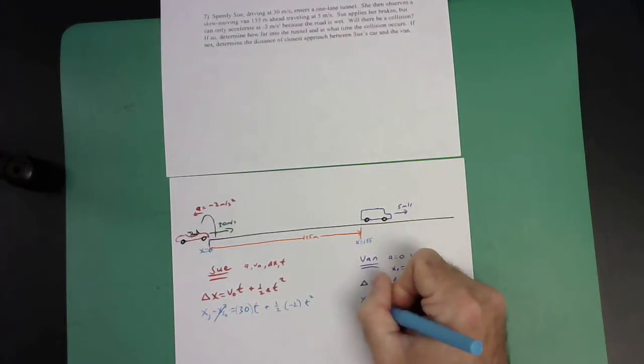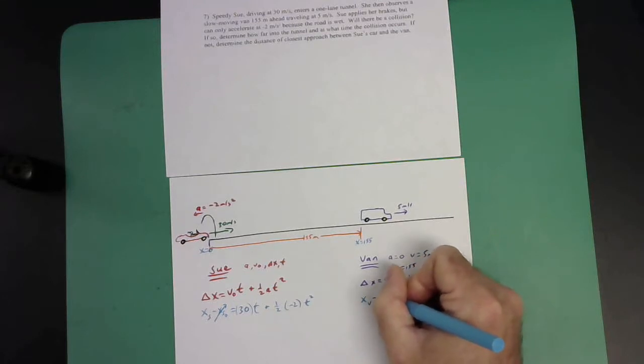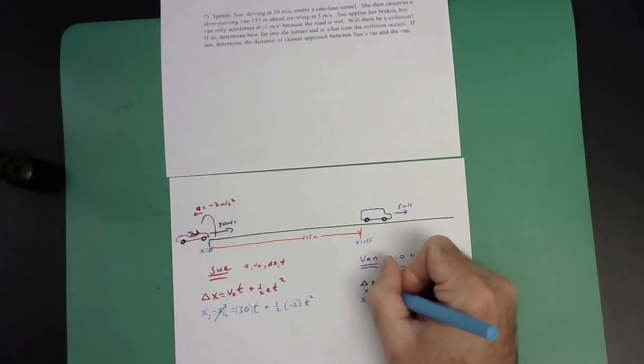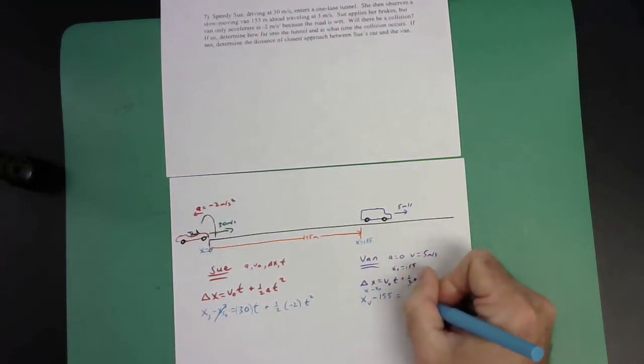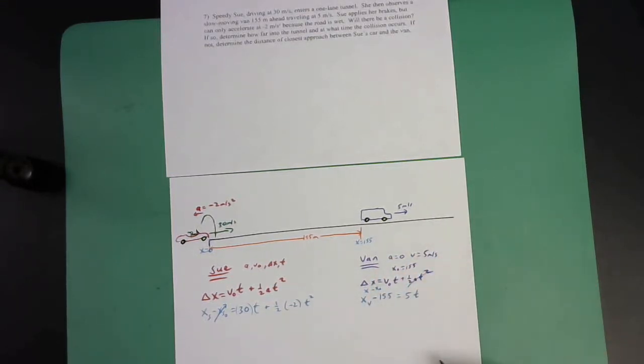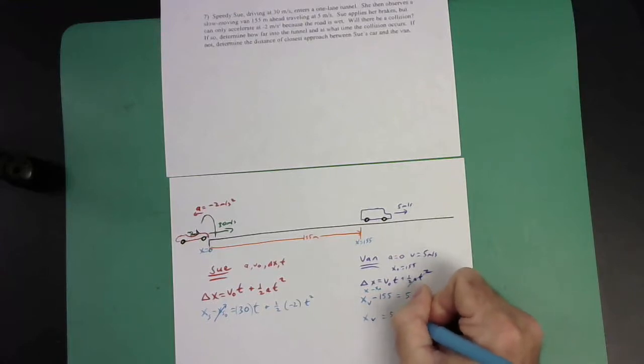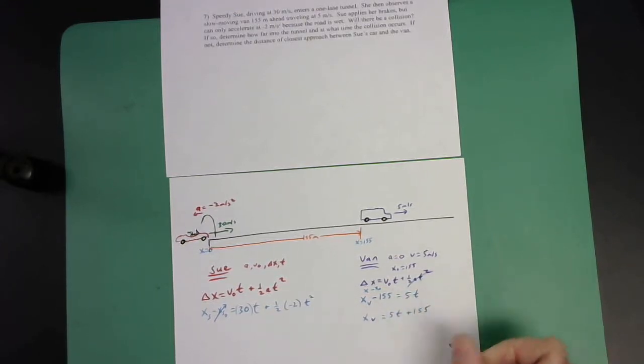So it'll be position of the van minus the starting position of the van, which was 155. You know what I mean? So x minus x naught equals 5 times t. So this is an equation that has position and time. Rearranging one last time here, the position of the van is given by the equation 5t plus 155. So I can put in any time and find out where the van was, right?